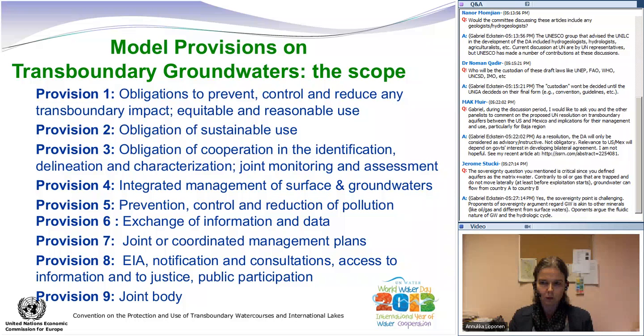have an impact. Then this provision also draws on another UNECE convention, the Aarhus Convention on access to information, public participation, and access to justice. And the Aarhus Convention is referred to for providing more details. And then finally, the 9th provision is about a joint body or obligation to set up an institutional arrangement for implementation of the agreement.